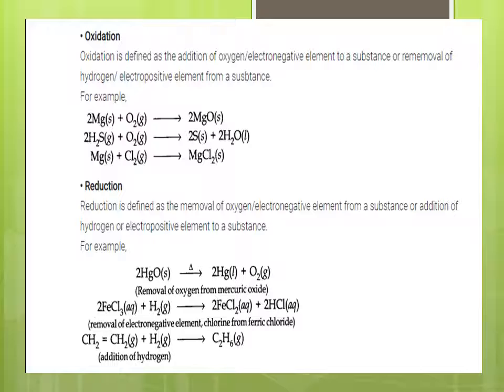When magnesium is burnt in air, that is Mg plus O2, it gives MgO. Here is intake of oxygen. Similarly, in the next case, intake of oxygen by H2S. And in the last case, here is Mg plus Cl2. So what is Cl2? It is an electronegative element. Cl is an electronegative element.